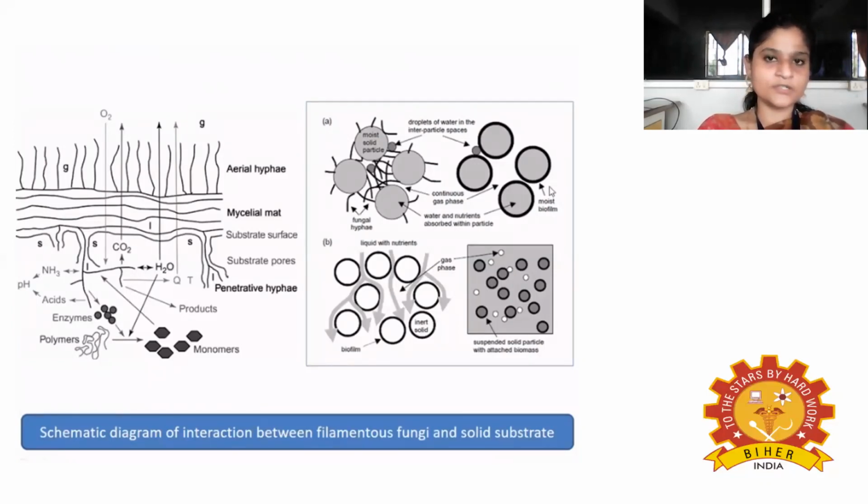So because of this, the nutrients that are available within the substrate are fully utilized by the organism. Once they get good nutrients, they are going to grow healthy. Fine. So I've just given a schematic representation here for you to understand how the interaction between the filamentous fungi and the substrate happens. Okay.